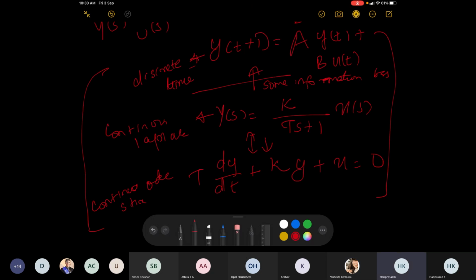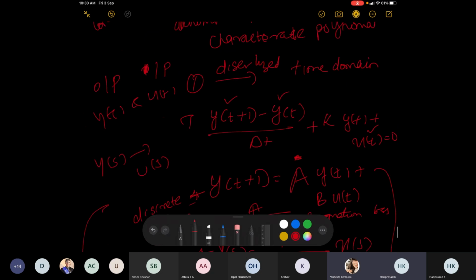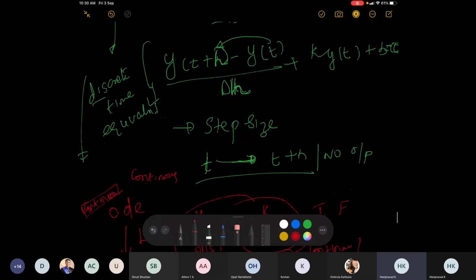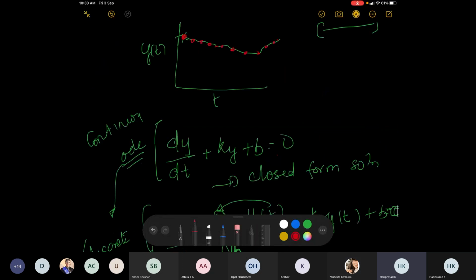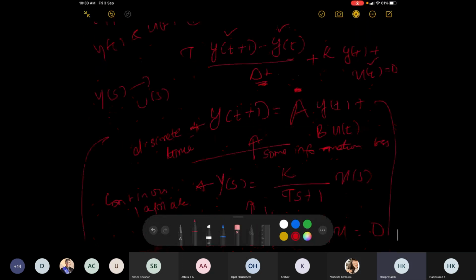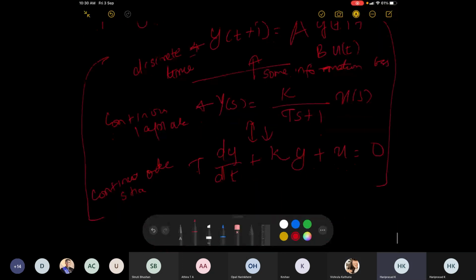Why is that happening? Because we are not transporting all the points. Because of the discretization and the step size that you are seeing, you are missing some information. So you are right. Okay, so now everything is equivalent, you see.